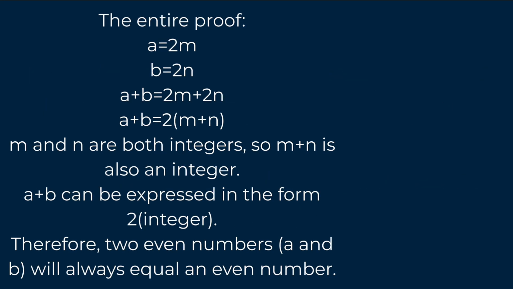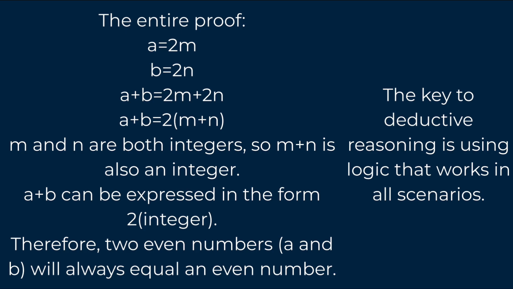As you can see, it's pretty long, but if you can see the logic behind how it works, it's really not that bad. If you have two even numbers, then they're both divisible by 2, so when you add them, they will also be divisible by 2. Therefore, two even numbers, a and b, will always equal another even number. The key to deductive reasoning is using logic that works in every scenario that you can think of. By using definitions, postulates, and theorems, we can analyze what we can do.